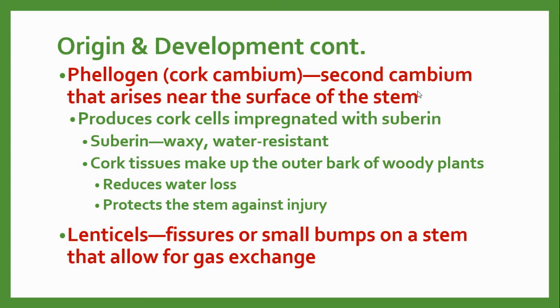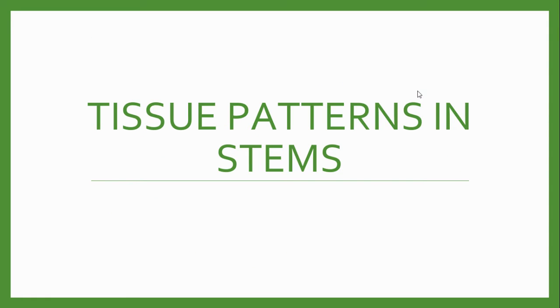So that is actual tree tissue. Cork tissues make up the outer bark of woody plants. It reduces water loss and it protects the stem against injury. Lenticels, these are fissures or small bumps on a stem that allow for gas exchange.